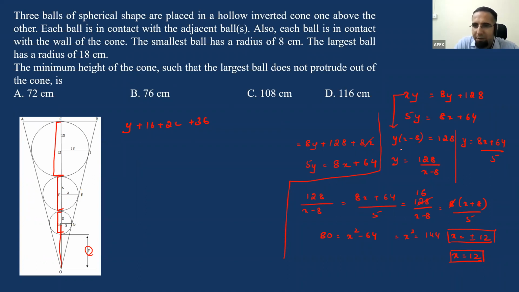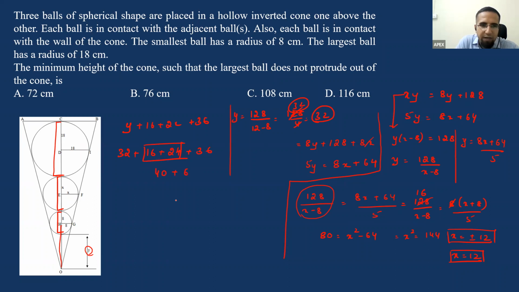If x is equal to 12, let's replace it here. So y is equal to 128 by x minus 8, right? So y is equal to 128 by 12 minus 8, that is 128 by 4, that is equal to 32. So we have 32 plus 16 plus 2 12s are 24 plus 36. So 16 plus 24 is equal to 40. 40 plus 68, and therefore our answer here becomes 108. That is going to be your final answer.